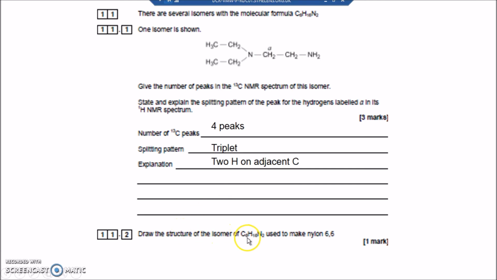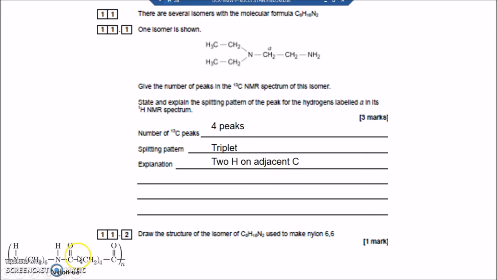Draw the structure of an isomer of C6H10N2 used to make nylon 6,6. Well, what's nylon 6,6? It's got an amide link in there. It's a polyamide. Chemists call it an amide, or a peptide, and it's been formed from an NH2, an amine on one end, and then 6 carbons, 6 CH2s, and then an NH2 on the other end.